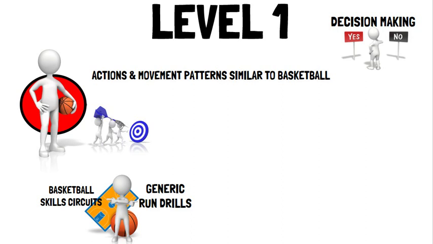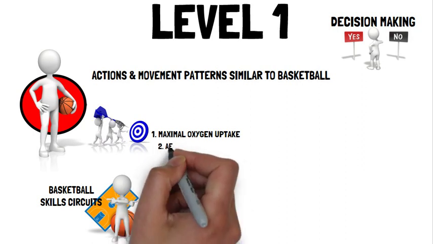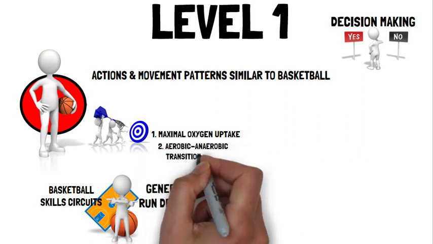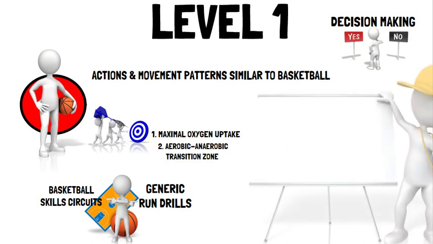The main physiological goal of level 1 is to first improve maximal oxygen uptake, followed by improving the aerobic anaerobic transition zone. Training in this level is characterized by lower volume and higher intensity compared to the previous 2 levels.